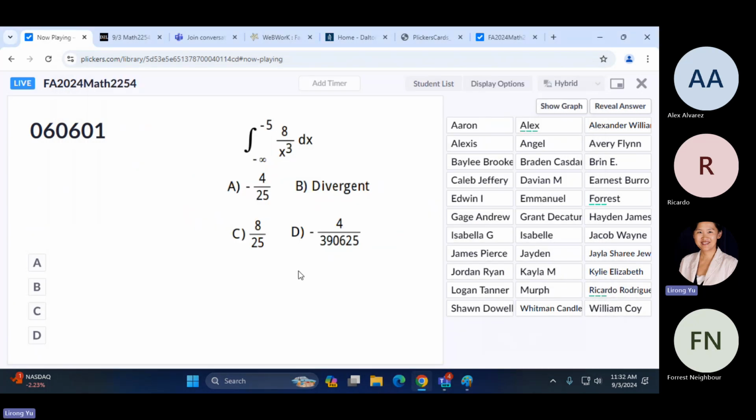Right, this is today's attendance question. Let's look at a question where we have to integrate a function over an infinite interval. So integrating 8 over x cubed on the interval from negative infinity to negative 5. I wonder if you started doing your calculation before class, if you already have an answer.